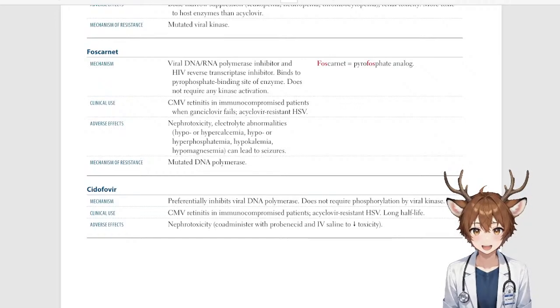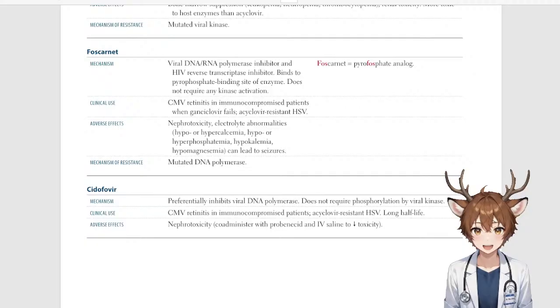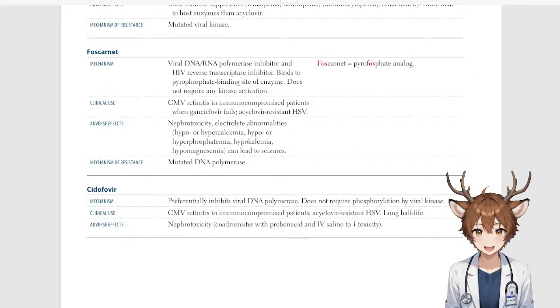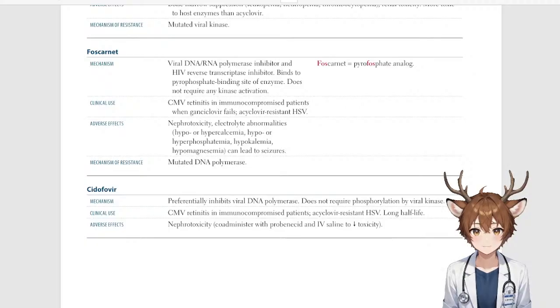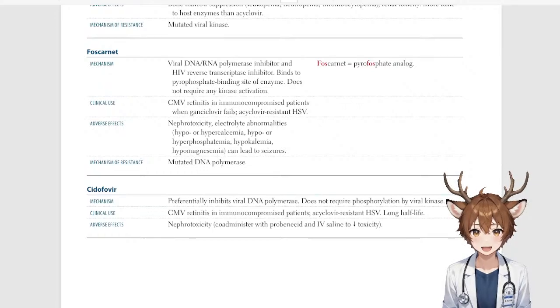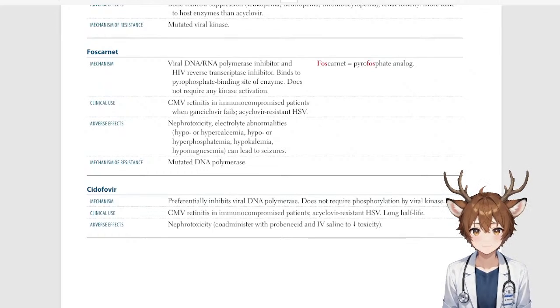And the reason is because it basically bypasses the need for the thymidine kinase, or for that matter, the CMV viral kinase. So they don't need the kinase for activation. It kind of sidesteps that entirely. And so if you have some sort of resistance to those drugs, ganciclovir or acyclovir, you can use this instead. Clinical use: CMV retinitis in immunocompromised patients when ganciclovir fails, acyclovir-resistant HSV. Adverse effects of foscarnet: nephrotoxicity, multiple electrolyte abnormalities can lead to seizures. Mechanism of resistance: mutated DNA polymerase.